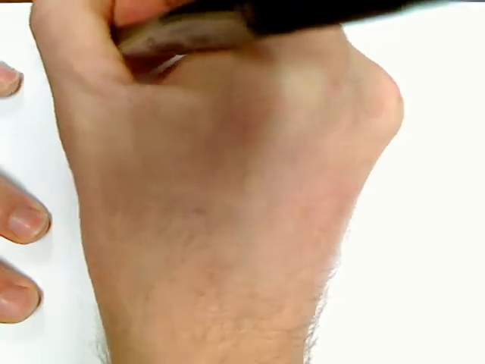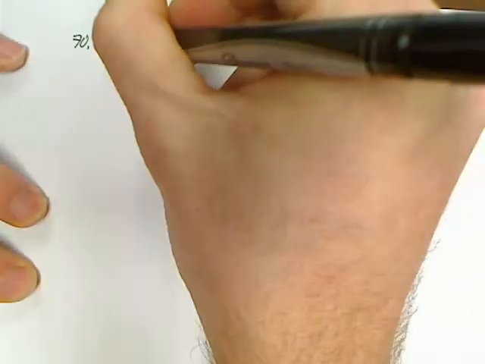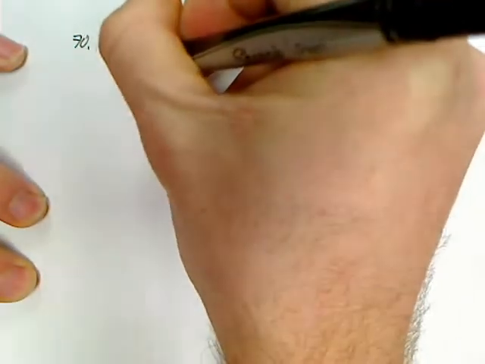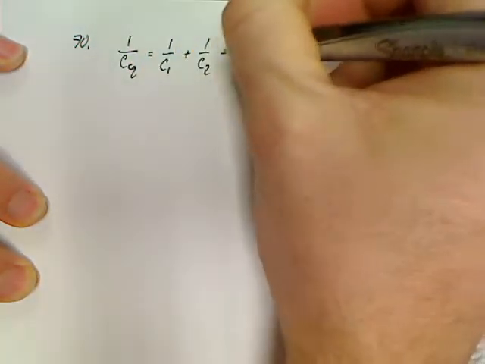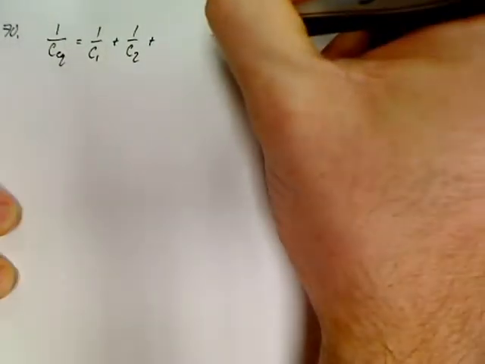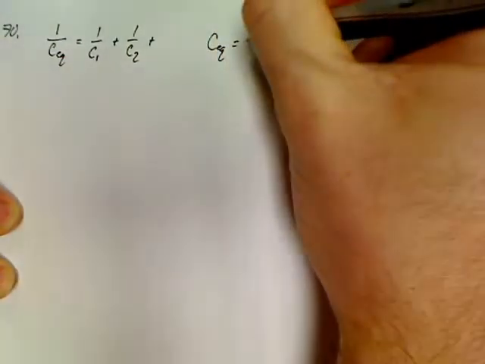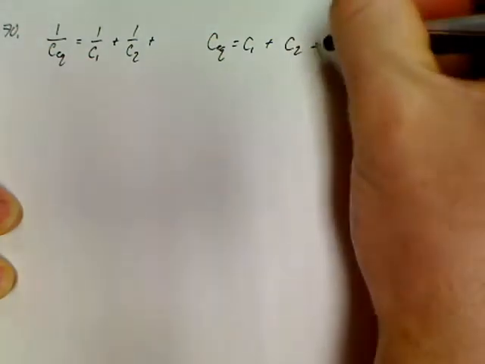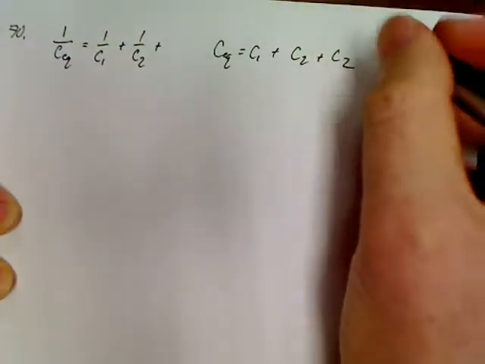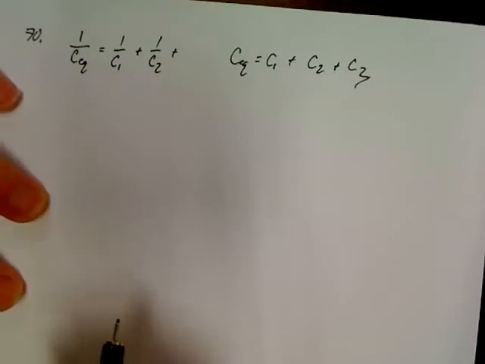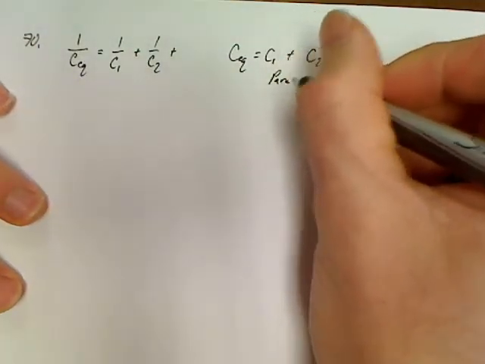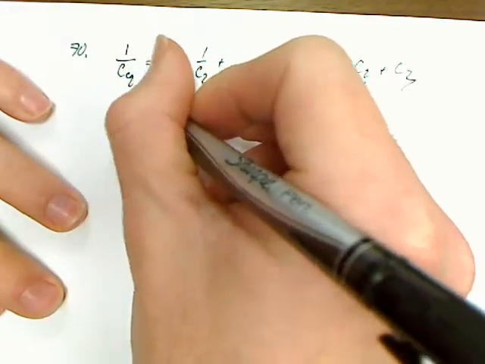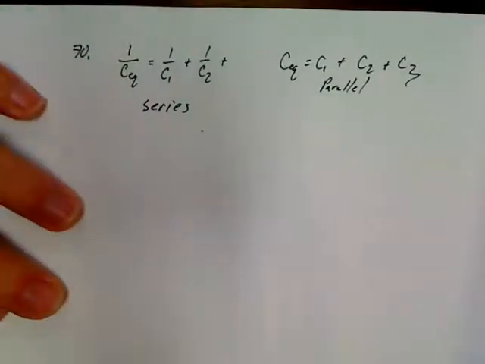Start back up again. 70. Let's say a series. You just did these the other day. A parallel. Oops. That's all you got for a parallel. So once again, there is your parallel. There is your series.